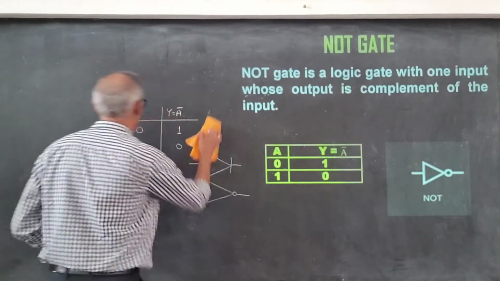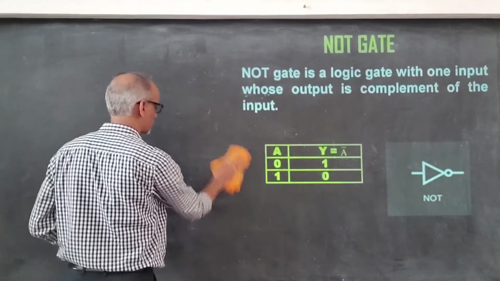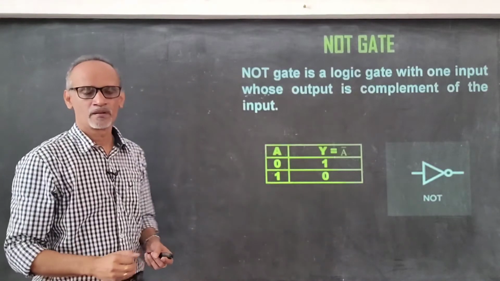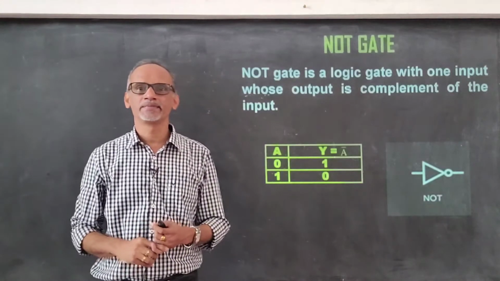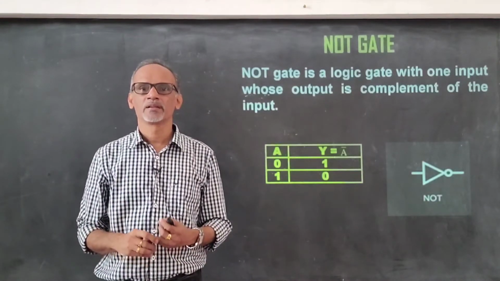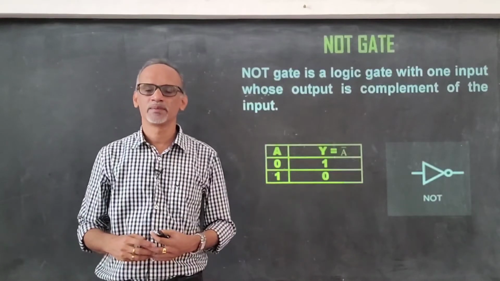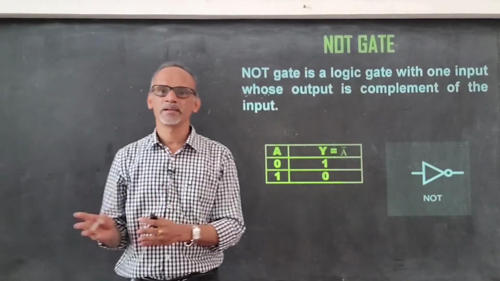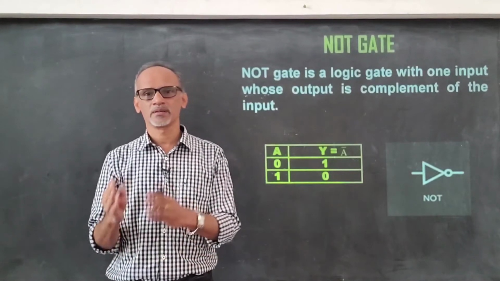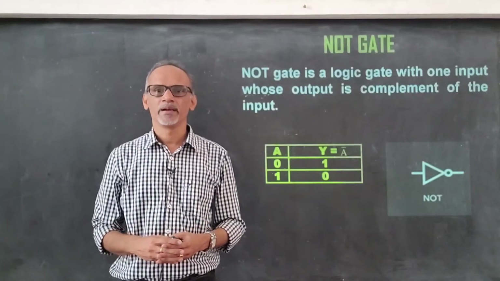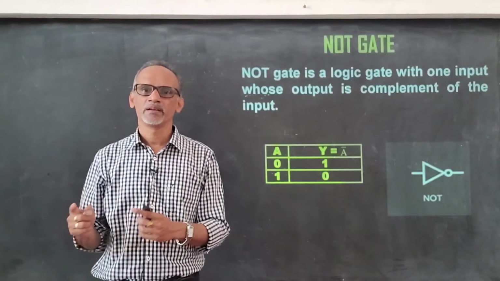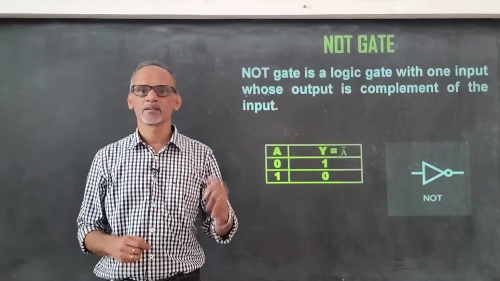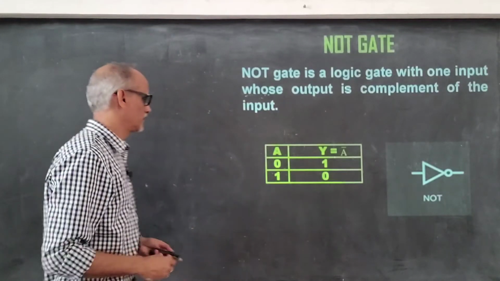So these are the three basic gates that we have already studied. The gate number 1 is the OR gate, which performs a logical addition. The second gate is the AND gate, which performs a logical multiplication, and the third gate is the NOT gate, which performs a logical inversion. In logical addition, the output is high when any one of the inputs is high, and in the AND gate the output is high when all the inputs are high, whereas in the inversion gate the output is the complement of the input.